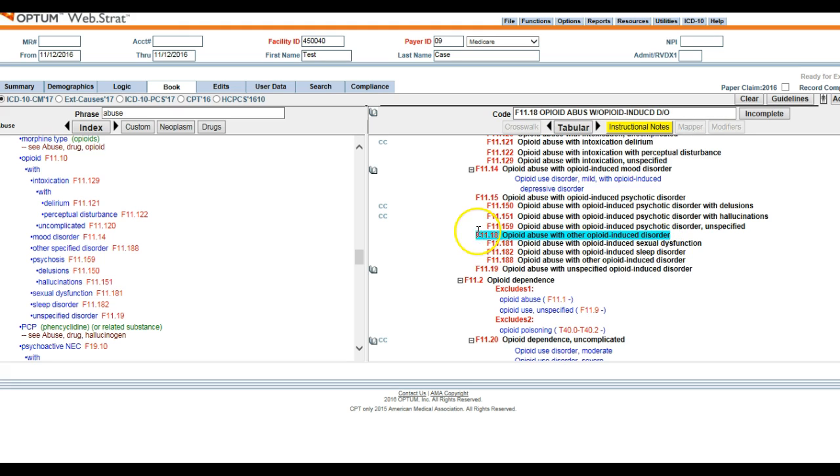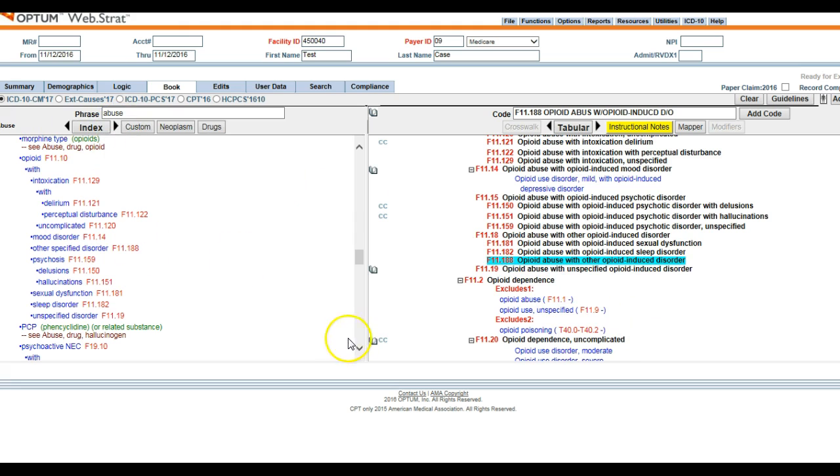Okay, this seems like it better fits simply because the patient died. So we're going to do opioid abuse with other opioid-induced disorder. These are other. We need a 7th character, so that's why the F11.18 cannot be coded. We need to code to the highest level of specificity. So that's the second code.